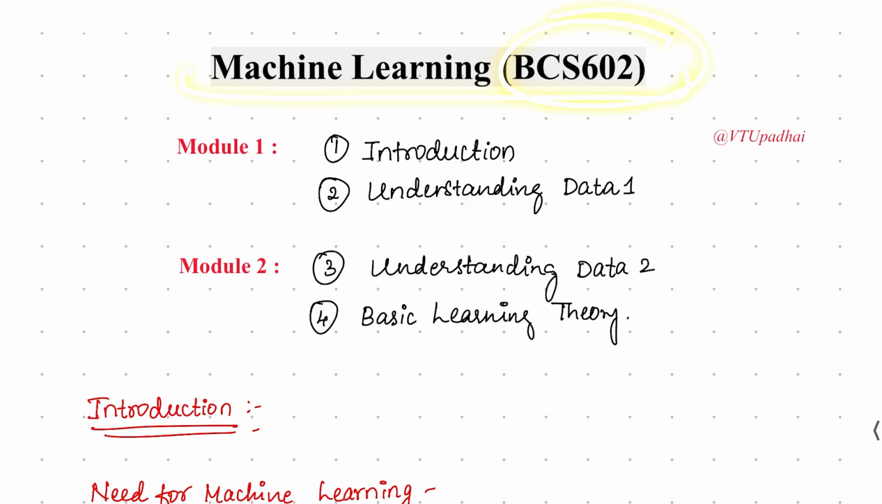Subject code is BCS602. So in this video, we'll be starting off with the first module and second module. Both these modules will be covered in one video itself. All the important theory topics, all exam related definitions, and all the numericals which have appeared in internals and previous year papers are covered here.